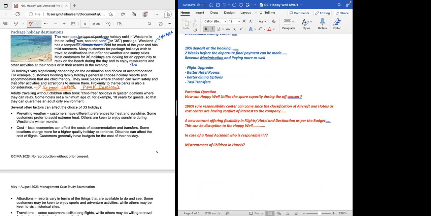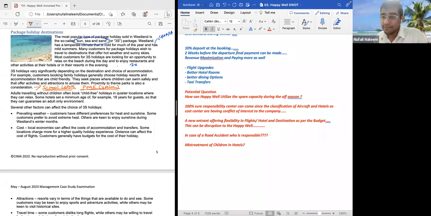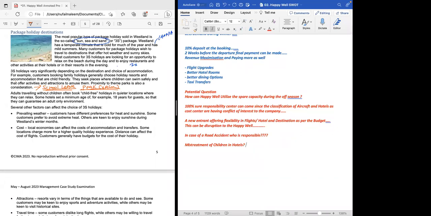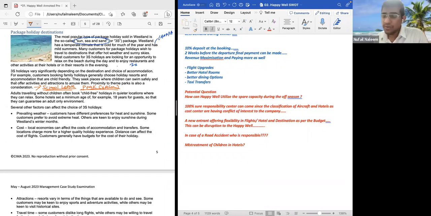Possible. And doctor, if you generally see children, they don't behave properly because they are very young. Correct, doctor, if I'm not mistaken. True. Sometimes they may damage the properties also. So do we have the skill set to ensure that children are not mistreated?